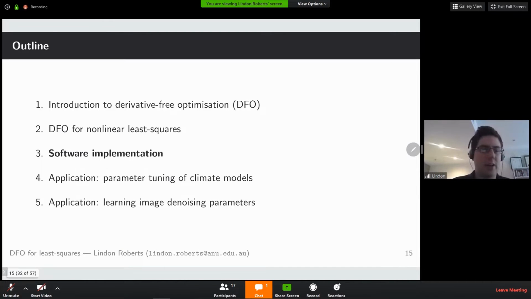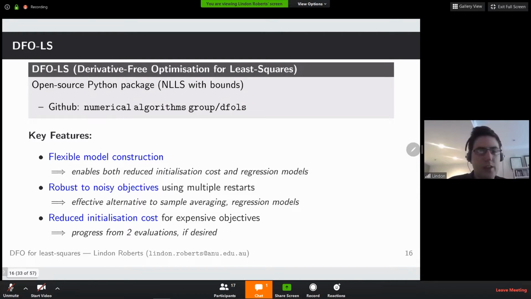Okay, so that's how we do things algorithmically, and just a few little quirks with the linear models and things we can get out of it. I don't have a huge amount of time, so I'll briefly mention a couple of things we do in the software. The software package that we've got, we call DFO-LS, derivative-free optimization for least squares. It's in Python, and it does least squares with bound constraints. It's on NAG's GitHub page, which is there.